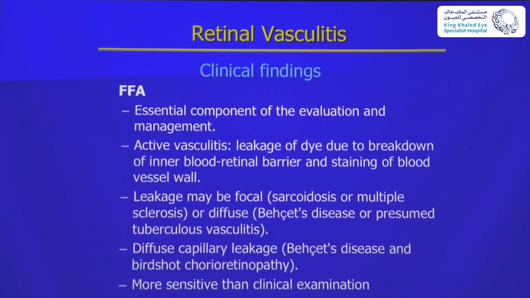I told you, with MS, we could see only focal leakage. So focal leakage can suggest sarcoidosis or multiple sclerosis. On the other hand, diffuse leakage is seen in patients with Behçet disease or presumed tuberculous vasculitis. If you see diffuse capillary leakage, if you see that each capillary is leaking, think always about Behçet disease or birdshot choroidopathy. Birdshot choroidopathy is a disease which is very rare in our region.